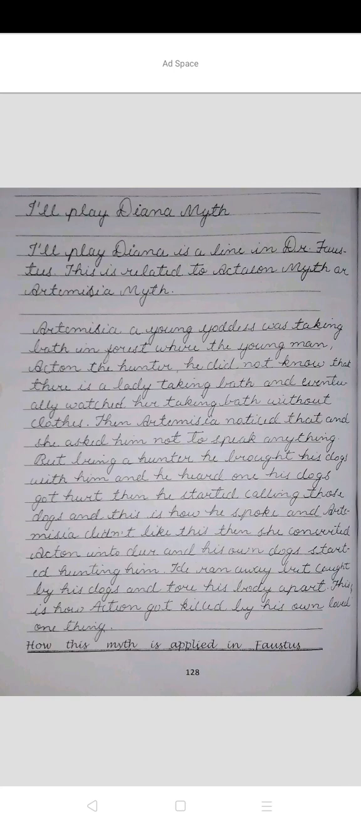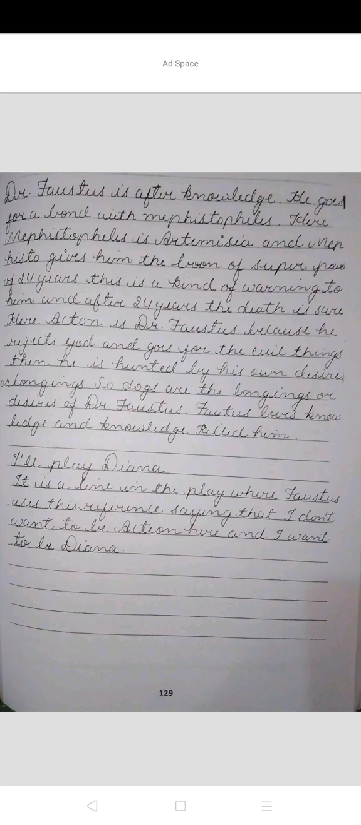The question arises: how is this myth applied to Faustus? As we notice, Dr. Faustus is after knowledge. He goes for a bond with Mephistophilis. Here, Mephistophilis, like Artemisia, gives him the boon of superpower for 24 years. This is a kind of warning to him, and after 24 years, death is sure.